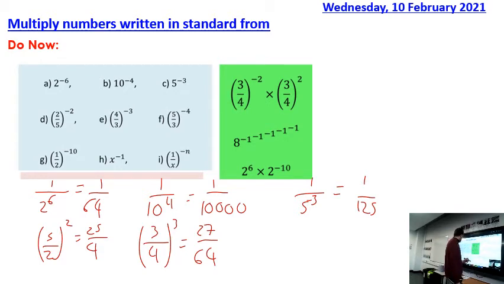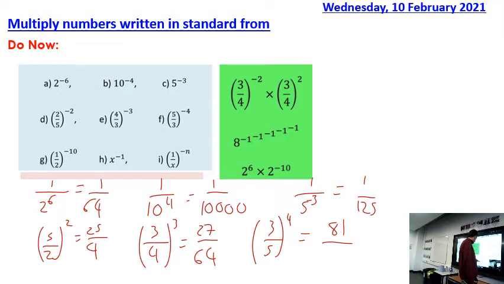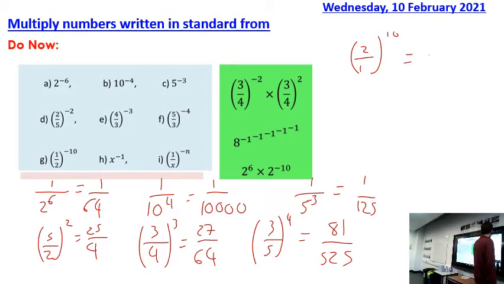5 over 3 raised to negative 4, the same as 3 over 5 raised to 4. Okay, so it's 3 times 3 times 3 is 27, times 3, that's going to be 81. And 5 times 5 times 5 times 5 is equal to 625. G, here this is the same as 2 over 1 raised to 10. Okay, so that's equal to 2 raised to 10.